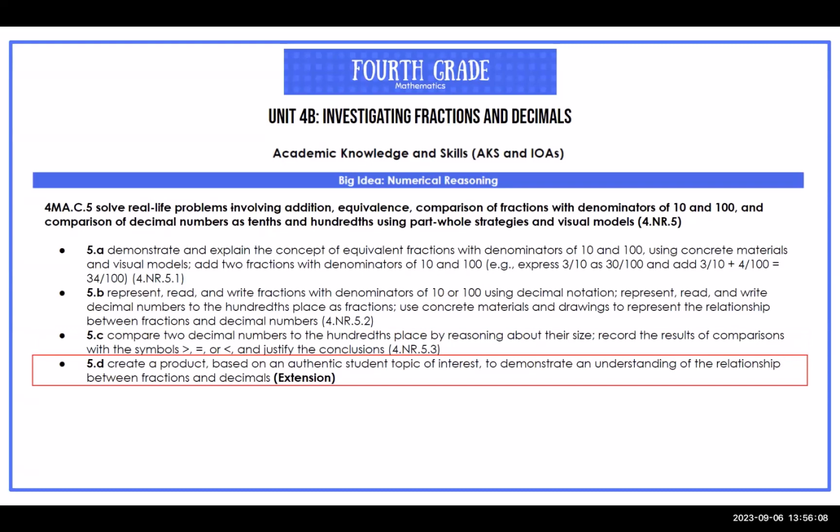For Extension IOA 5D, the purpose of this Extension IOA is for students to use their creativity, critical thinking, problem solving, and reasoning skills to determine their own way to apply the understanding of this AKS through various platforms to show the application of skills and concepts in the real world.